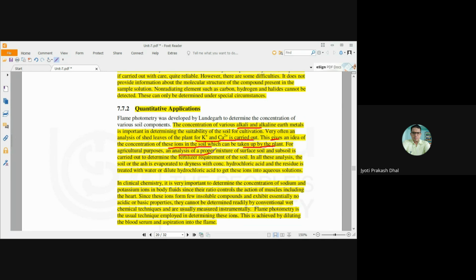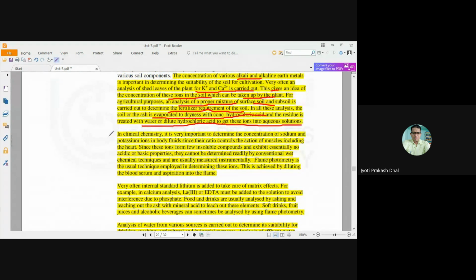An analysis of proper mixing of the surface soil and the subsoils is carried out to determine the fertilization requirement of the soil. In all these analyses, the soil and the ash is evaporated to dryness with concentrated hydrochloric acid, and the residue is treated with water or diluted hydrochloric acid to get the ions into the aqueous solution. Similarly, it has application in clinical chemistry for analysis of sodium or potassium ion in body fluid, since their ratio controls the action of muscle, including the heart.